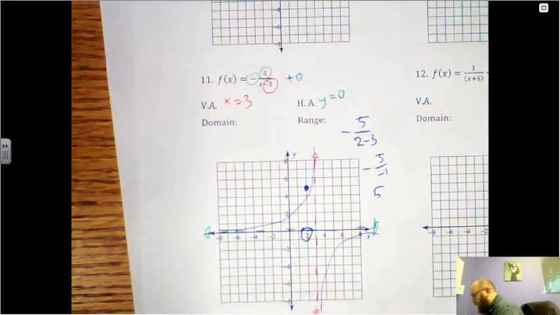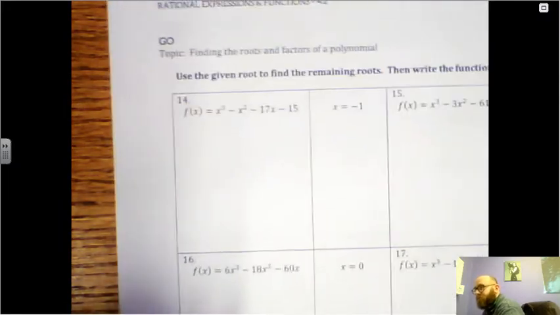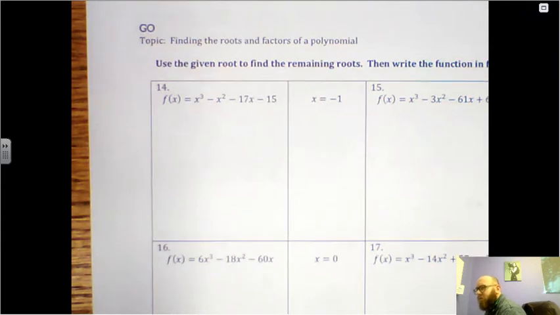All right, finally, we're at the go piece. So for this one, it says use the given root to find the remaining root. So this is some stuff from last term, or I'm sorry, last unit. Maybe it was last term for you, maybe it wasn't. But this is from the last unit where we know one of the zeros.